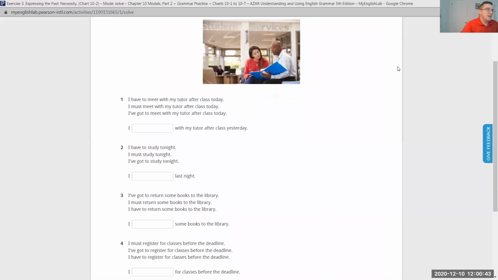Let's practice and use some examples. Okay. In number 1, we have necessity. I have to meet with my tutor after class today. Future. I must meet with my tutor after class today. I've got to meet with my tutor after class today. What about past tense?